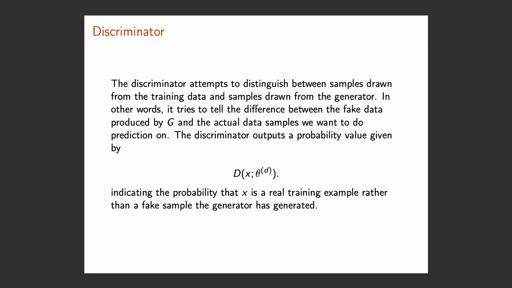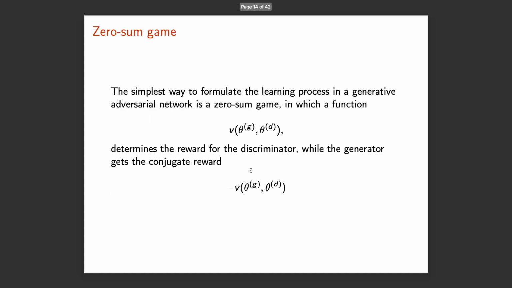The discriminator outputs a probability given by X, and then you have this theta, where the thetas are the parameters of the network, which we are optimizing with respect to. The simplest way to formulate this is that you have a function which determines the reward for the discriminator, while the generator gets the conjugate reward.